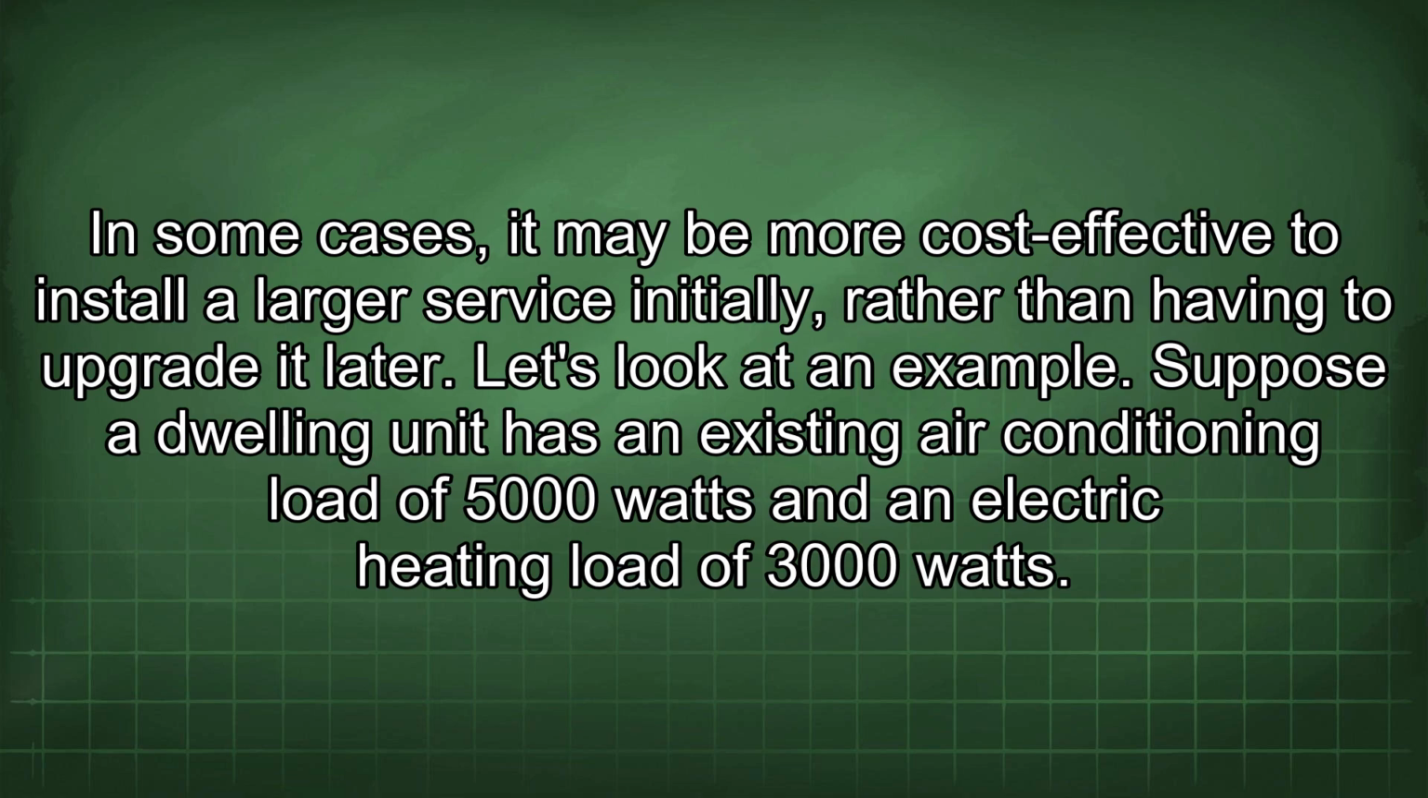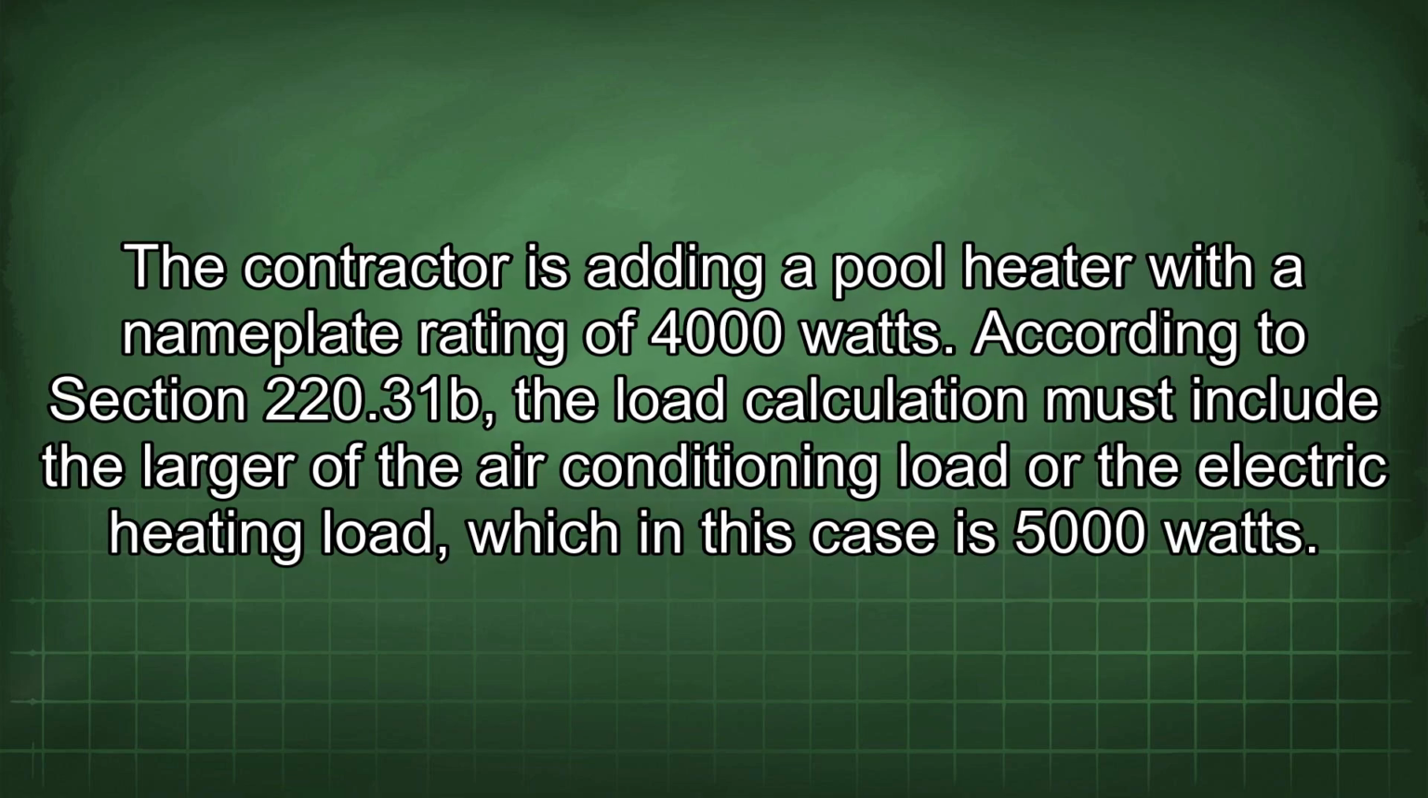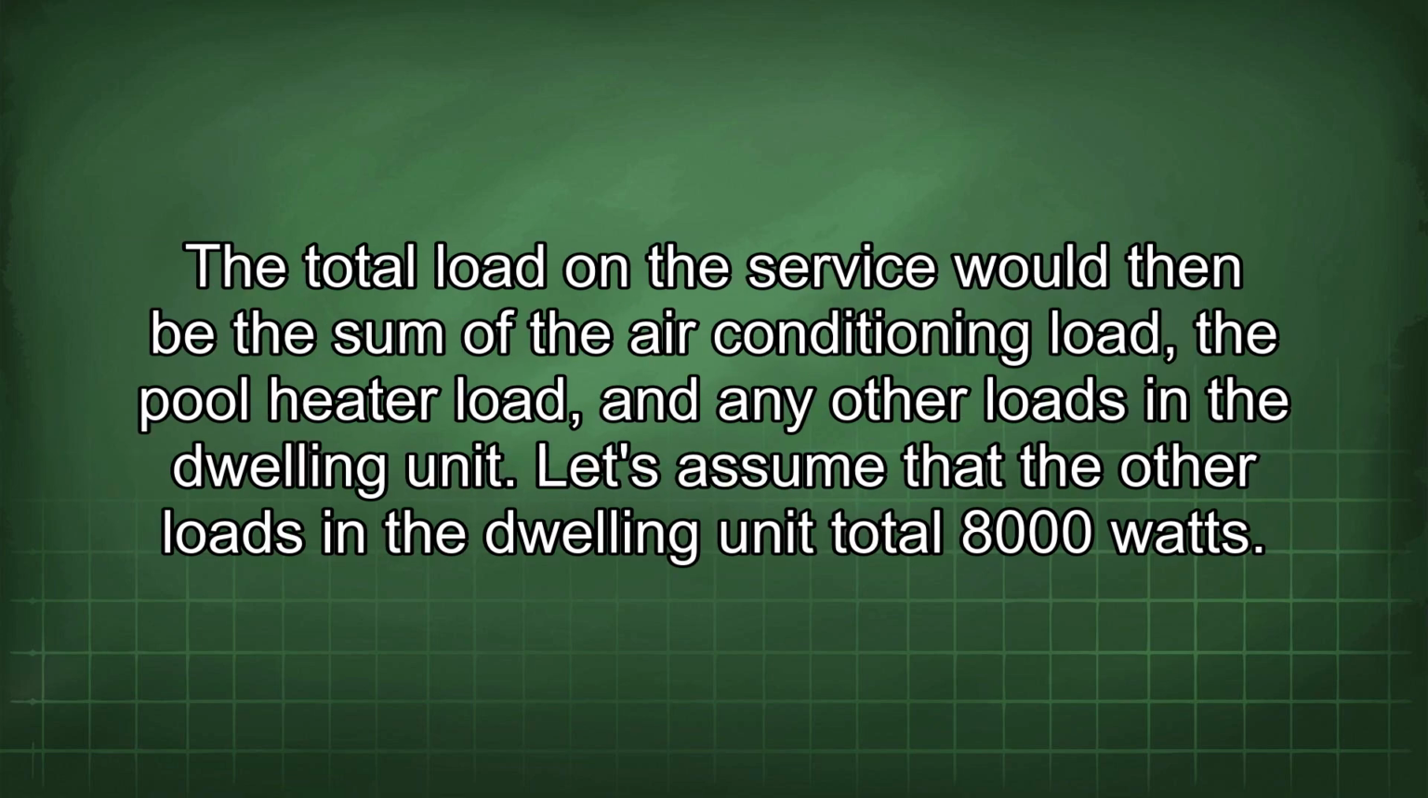Suppose a dwelling unit has an existing air conditioning load of 5,000 watts and an electric heating load of 3,000 watts. The contractor is adding a pool heater with a nameplate rating of 4,000 watts. According to section 220.31, a load calculation must include the larger of the air conditioning load or the electric heating load, which in this case is 5,000 watts. The total load on the service would then be the sum of the air conditioning load, the pool heater load, and any other loads in the dwelling unit.